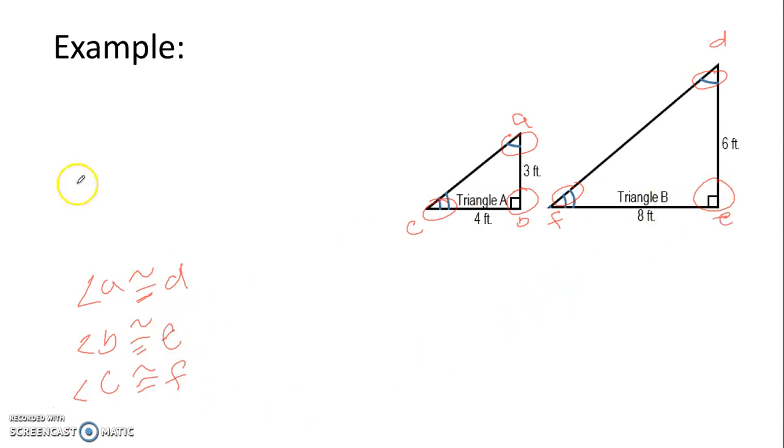So far so good. We know that the angles are the same, so we're halfway there to figuring out if these figures are similar. Now let's take a look to see if these side lengths are proportional.